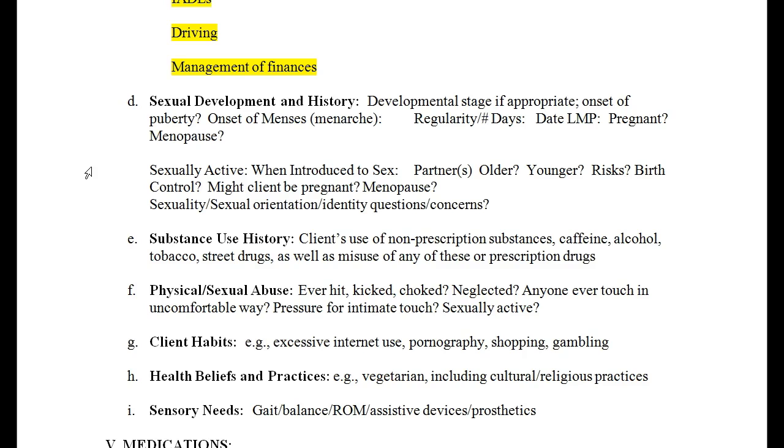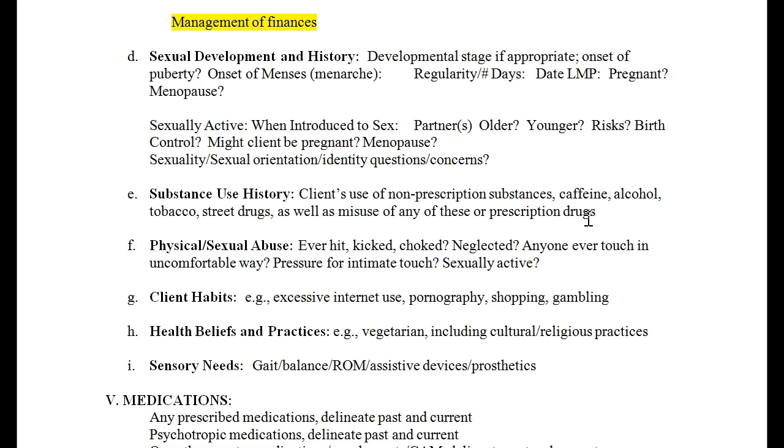We want to know if folks are being in coercive relationships, particularly when you're dealing with younger patients. And certainly you're going to be thinking about pregnancy if you're going to be prescribing or doing any treatments.